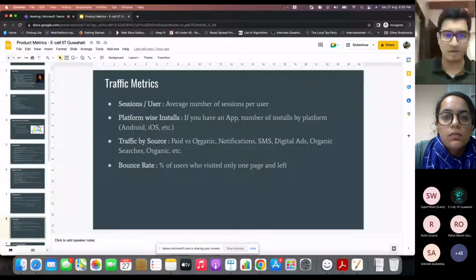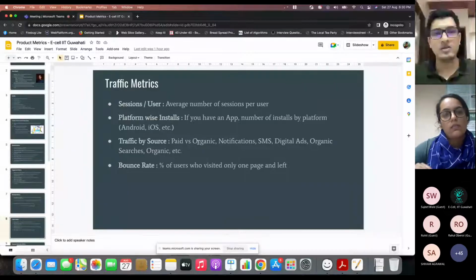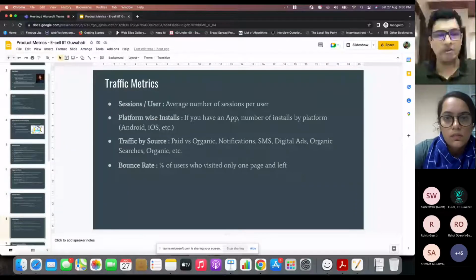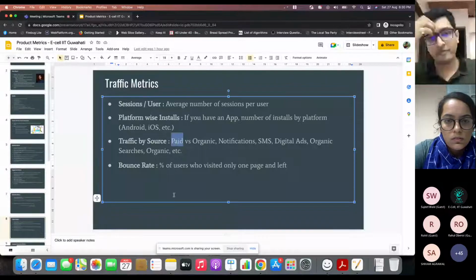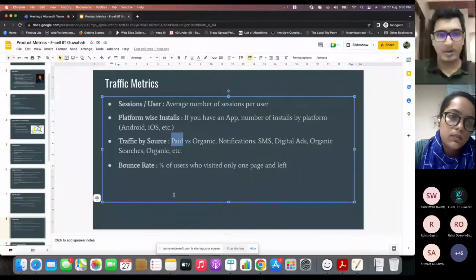SEO is search engine optimization. How do you ensure that your website is visible in the Google search results for the queries that are relevant to your business? So organic traffic is that. Then paid is, let's say, if you are running paid marketing campaigns or remarketing campaigns on social media, on different platforms, YouTube, etc. So that is paid marketing.